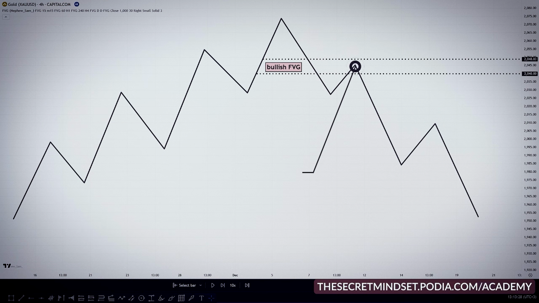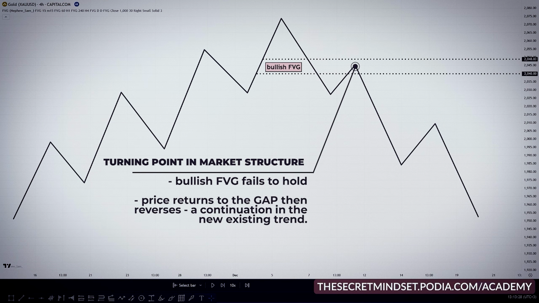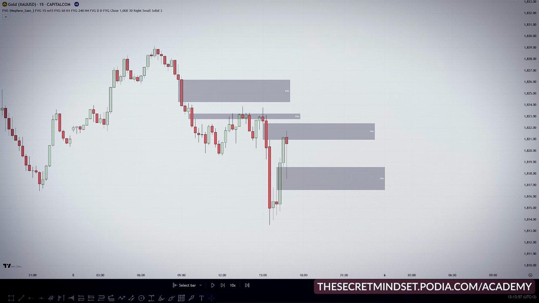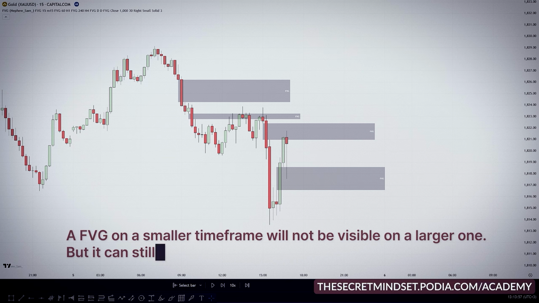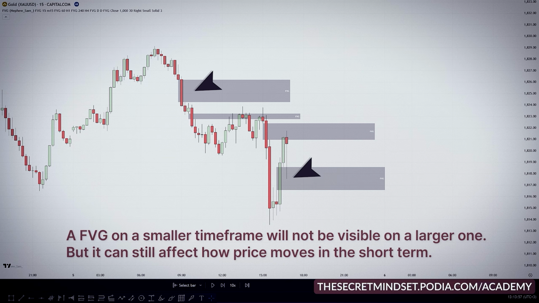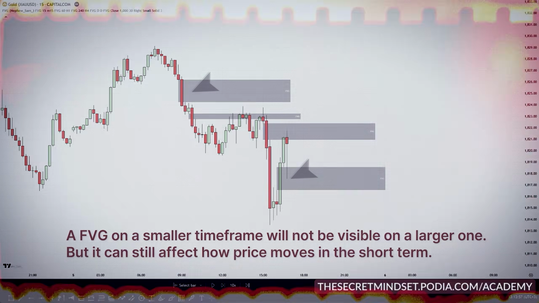Fair value gaps can also mark potential turning points in the market structure. If price returns to fill a gap and then reverses, it might signal a continuation in the existing trend. When looking at market structure, consider different timeframes. A fair value gap on a smaller timeframe might not be visible on a larger one, but it can still affect how price moves in the short term.